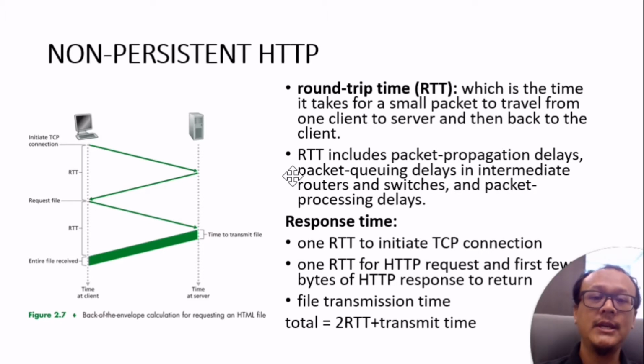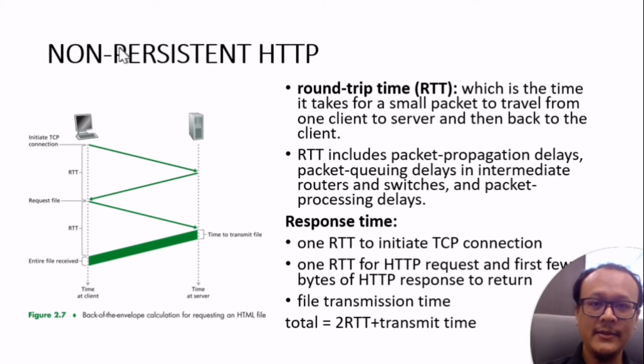First, let's look into non-persistent HTTP. If you look at this figure, you can see there's a client and a server. The other thing that you need to know is RTT. What is RTT? RTT is round trip time, which is the time it takes for a small packet of information to travel from the client to the server and then back to the client. So basically, if a client requests information and the server replies with the information, it is called 1 RTT, round trip time.